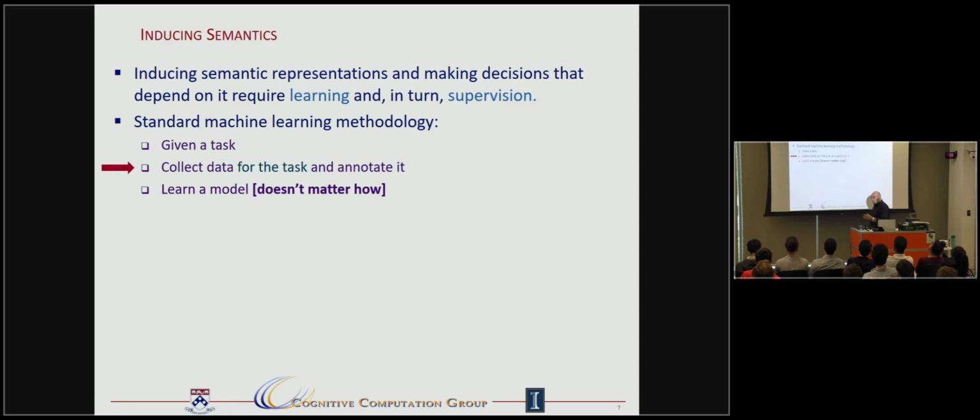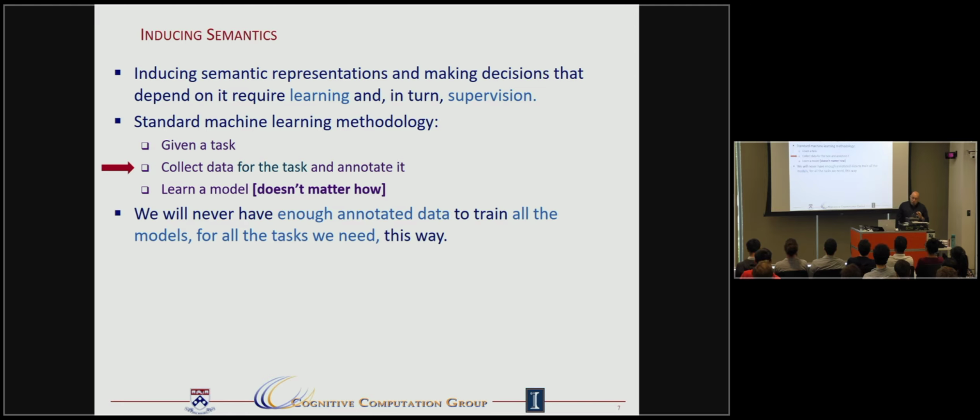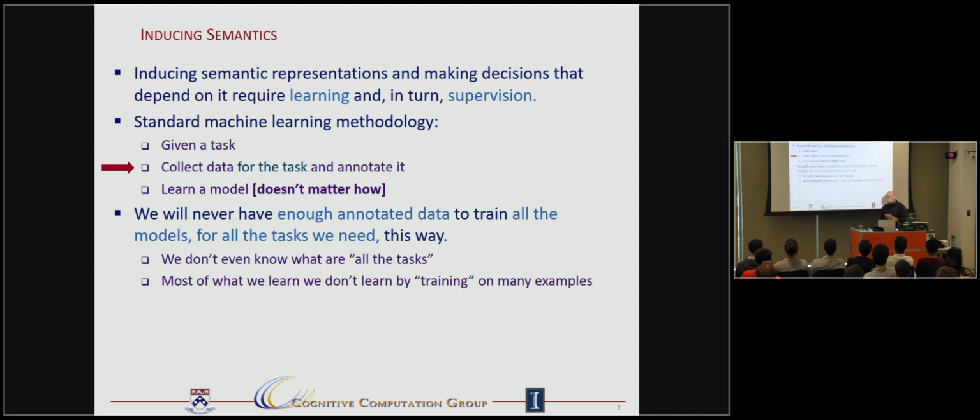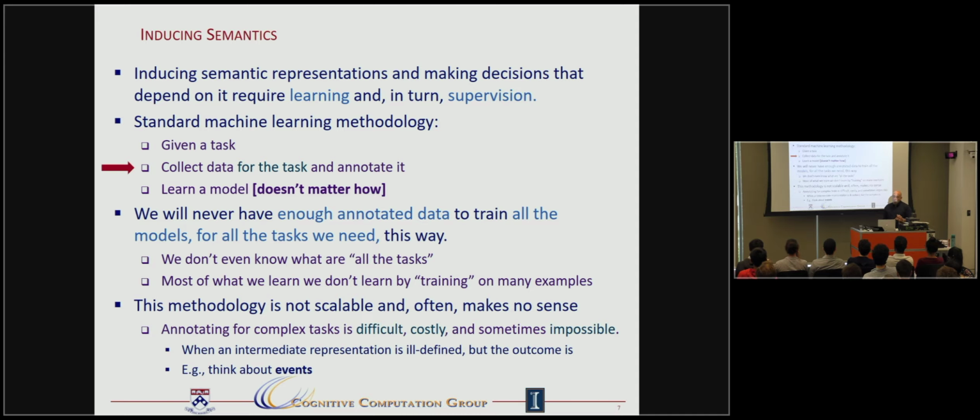So a few years ago you used linear models, nowadays you use your favorite neural network, but this is beside the point. The key issue is that you're doing it task by task, you collect data and you annotate the data. And I think that we will never have enough annotated data to train all the models for all the tasks we need this way. In fact, we don't even know what all the tasks are. So if you really think about it, most of what you learn, perhaps modulo perception, you don't learn this way. You learn by reading, you learn by being told, you learn by being exposed to things, you learn by inferring things, and not by being exposed to many annotated examples. So this methodology is not scalable, and often makes no sense.